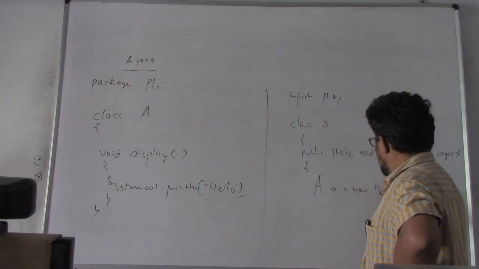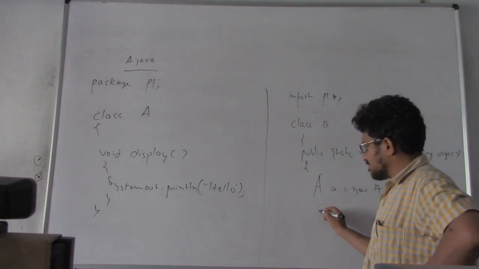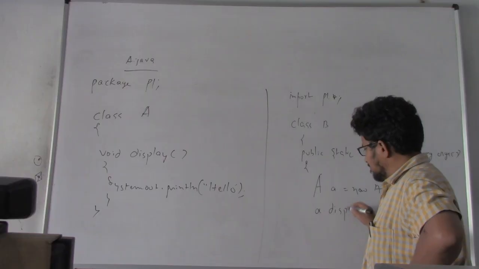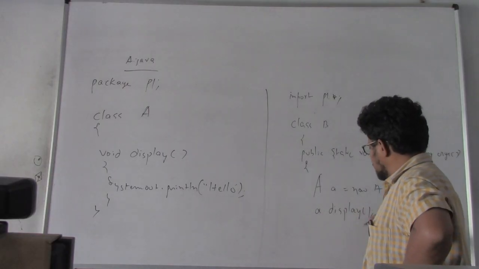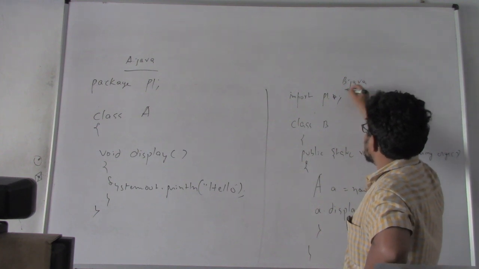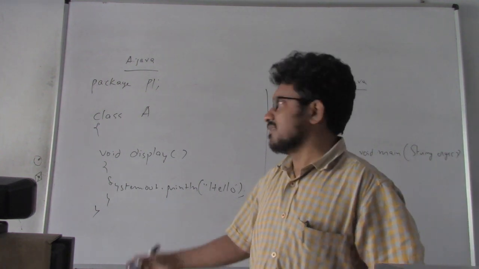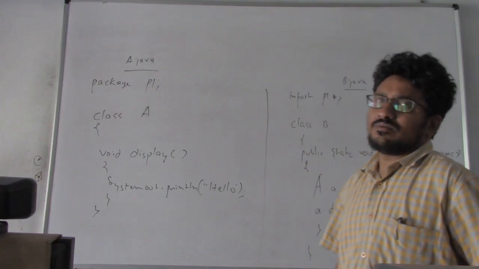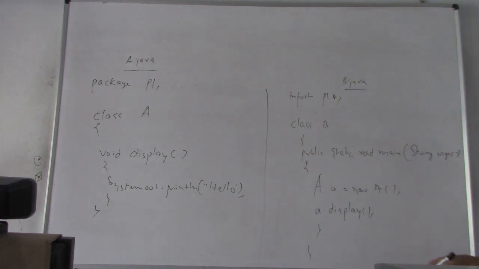What am I doing here? I am creating an object for the class and calling the display method. My program is split into two parts, a.java and b.java. The b.java you can compile and execute, in the same directory as p1. We don't explain how to compile and execute here, I will explain it now.